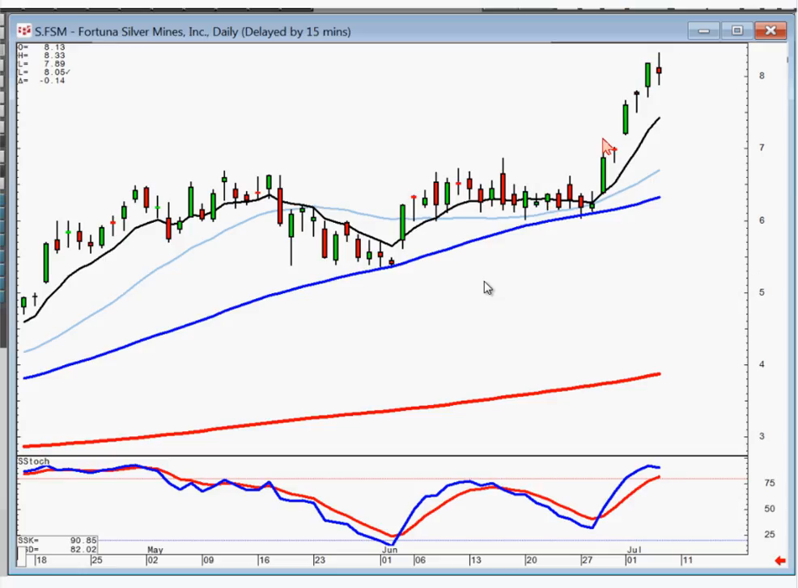FSM, we recommended this one because of the breakout. There's a doji sandwich breakout. You just stay long.